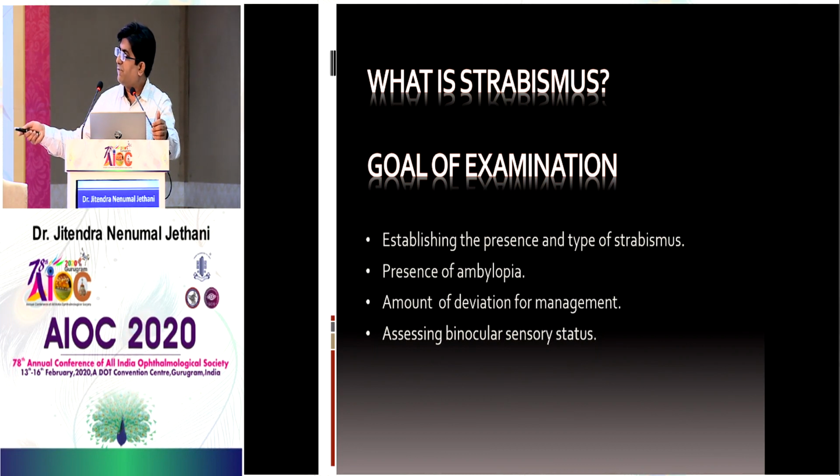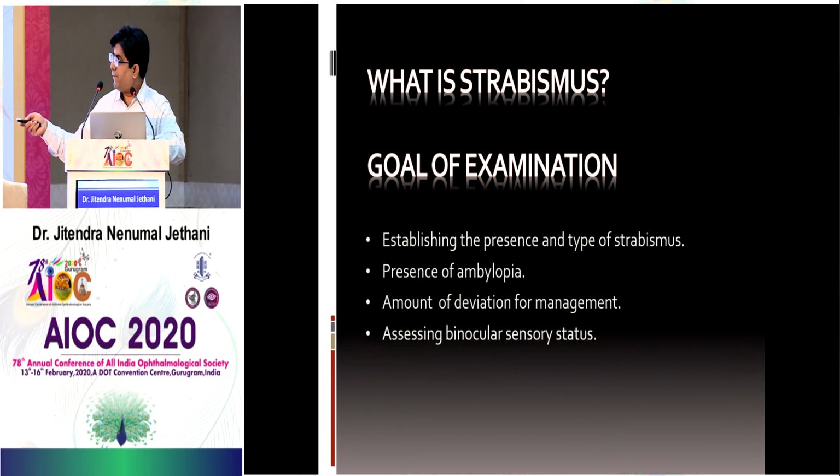Whether there is any presence of amblyopia is very important to know beforehand, because that helps you formulate the plan of treatment. And the third thing is the amount of deviation for management, because when you plan your surgery, you need to know how much exactly the eye is out or in or up.